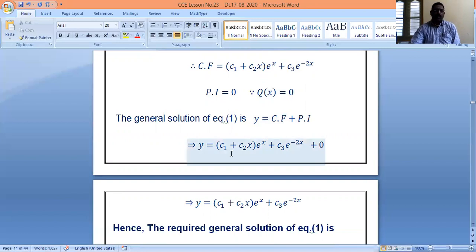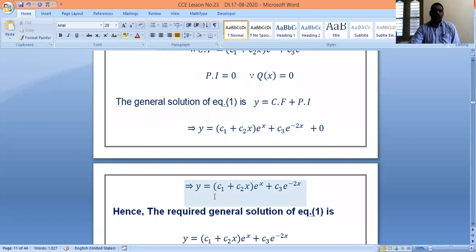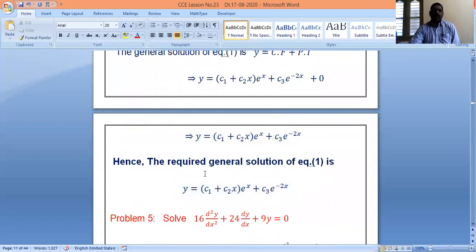That implies y is equal to (C1 plus C2x) into e power x plus C3 into e power minus 2x plus 0. That implies y is equal to (C1 plus C2x) into e power x plus C3 into e power minus 2x. Hence, the required general solution of equation 1 is y is equal to (C1 plus C2x) into e power x plus C3 into e power minus 2x.